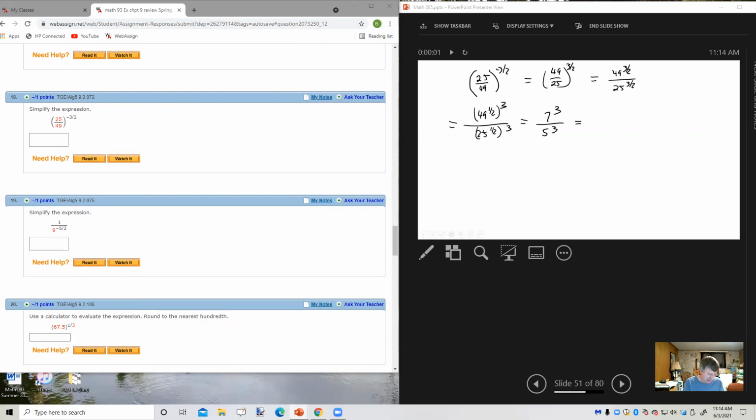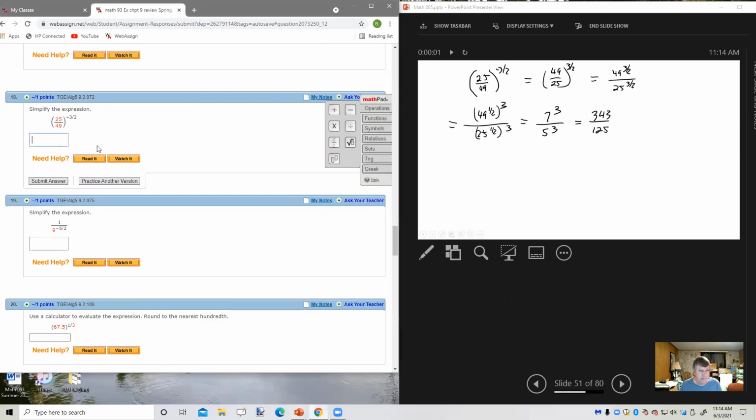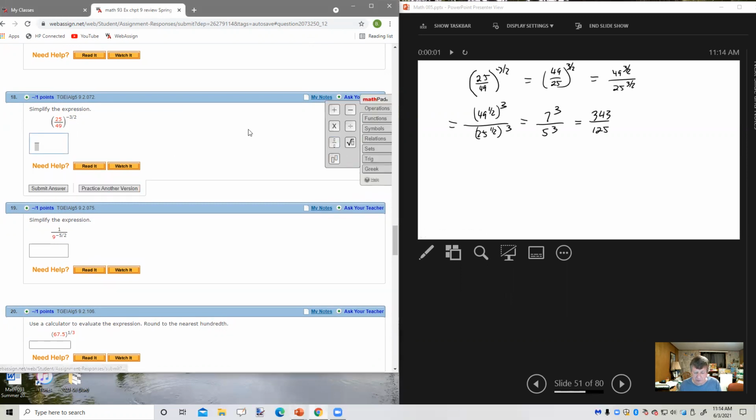Let's see what we get here. 7 cubed is 343, and 5 cubed is 125. So the answer is 343 over 125.